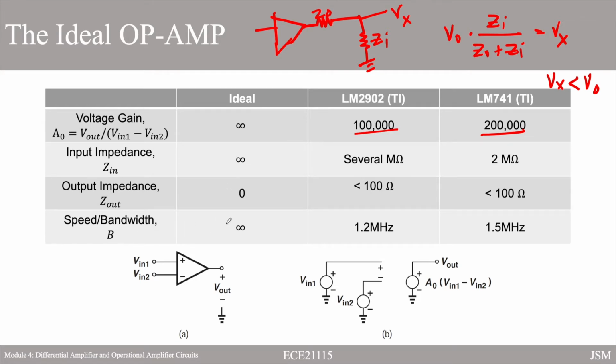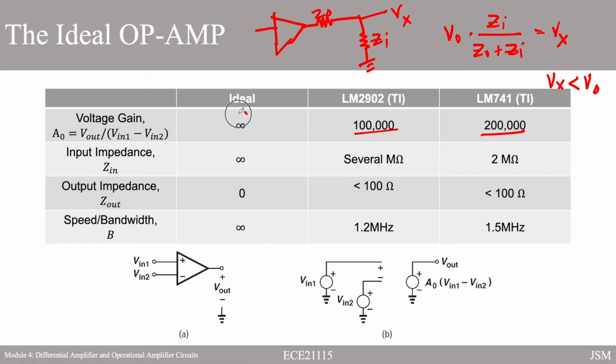For speed or bandwidth, ang ini-indicate niyan is kahit anong frequency ng ating input signal, ma-amplify niya po. Okay, wala tayong higher cutoff or lower cutoff frequency pagdating sa ideal op-amp. Pero as we all know, wala po tayong ideal na device or ideal na circuit dito sa mundo.